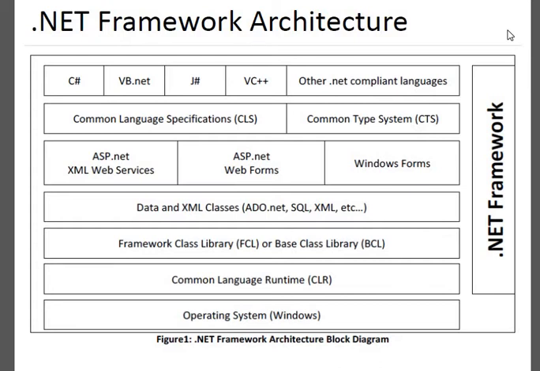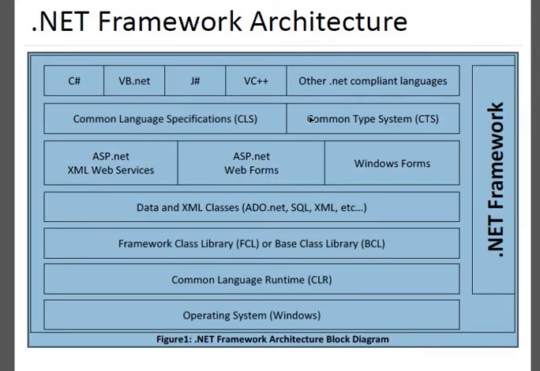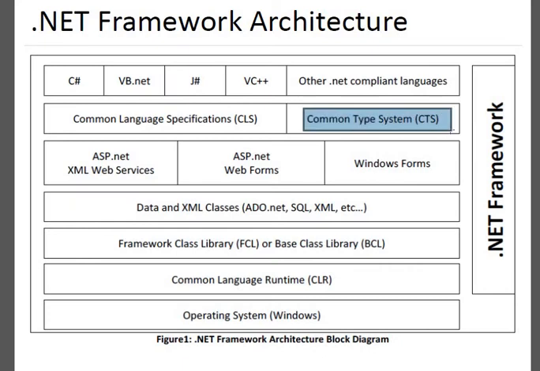Today we will understand the concept of .NET Framework architecture, in which first one is the operating system, which will provide you the interface between user and our .NET Framework. And then after, there are four important concepts which we have to study and see in this video. First is the common language runtime. Second one is the framework class library or base class library. Then common language specification and common type system.